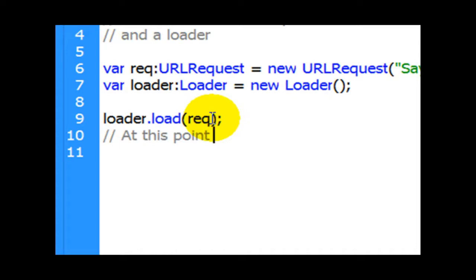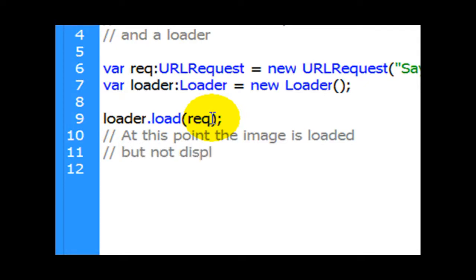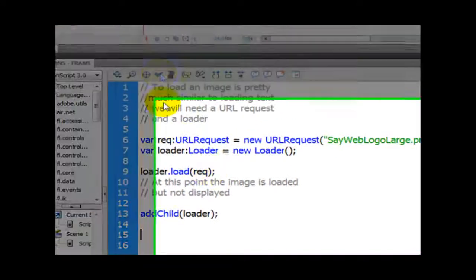As you can see, I use the load method to put the rec. Rec is the URL request. At this point, the image is loaded, but is not yet displayed on Stage. Once again, it is in the Flash memory, but we have to add it to Stage. That's where the addChild method comes in. Let's put addChild(loader), that's the name of our loader, and a semicolon.